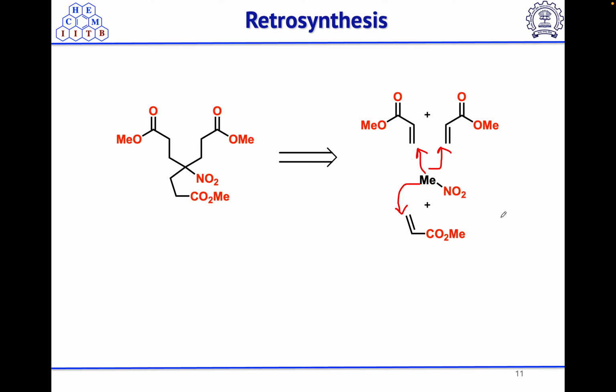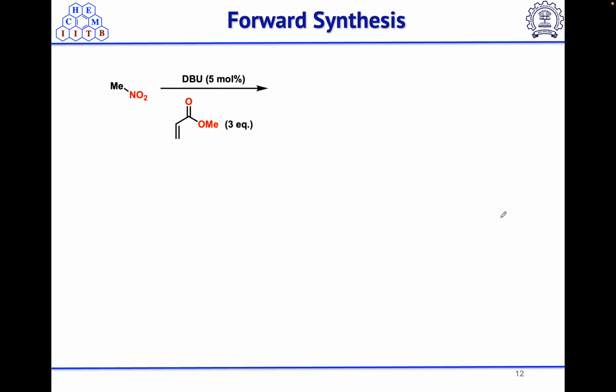Yeah. So we'll move to the forward synthesis. So for forward synthesis, I have written down the reagents, the starting material, also three equivalents of this compound, okay. So DBU 5 mole percent, so this is a catalytic reaction, it will abstract a proton from nitromethane. And what will it do? You are having three equivalents of this methyl acrylate.